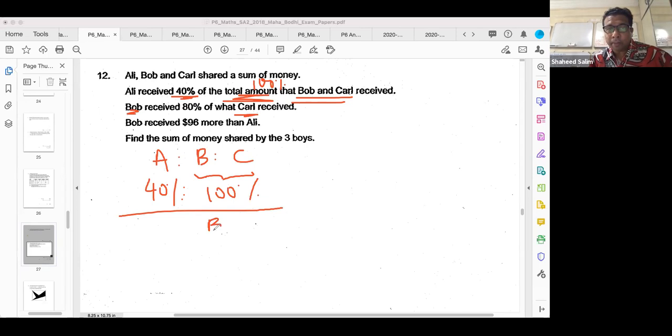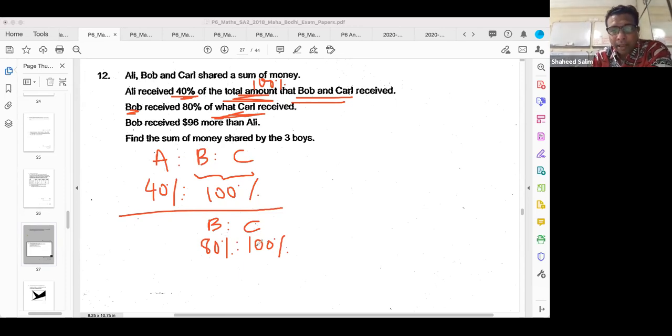Ratio number 2, watch. Bob versus Carl. Bob received 80%. Carl, how many percent? 100%. Why? When you say 80% of something, the of something is 100%. See, how come there's 200%? 100% means total, you know. 100% means total.